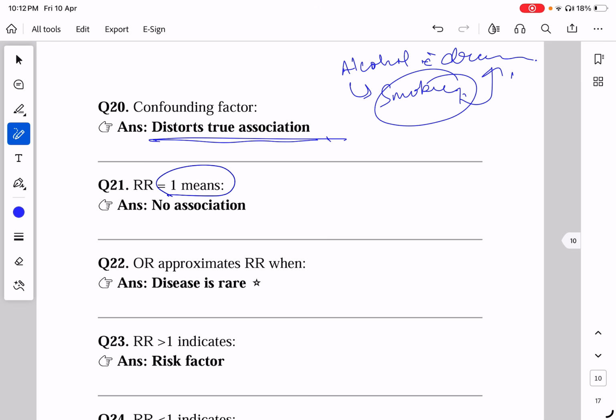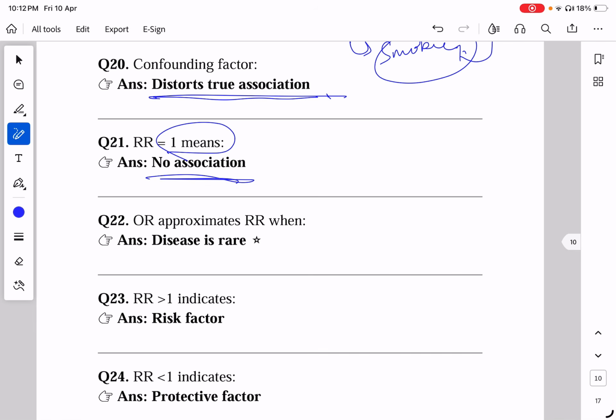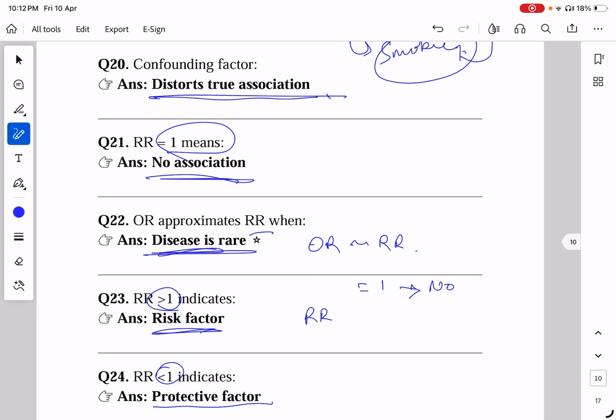RR, relative risk equal to 1 means no association. Odds ratio approximates relative risk when disease is rare. This is important. Odds ratio approximates the relative risk when the disease is rare. Relative risk more than 1 indicates risk factor, less than 1 indicates protective factor. So RR equal to 1, no association, more than 1 is the risk factor, and less than 1 is the protective factor. Okay.